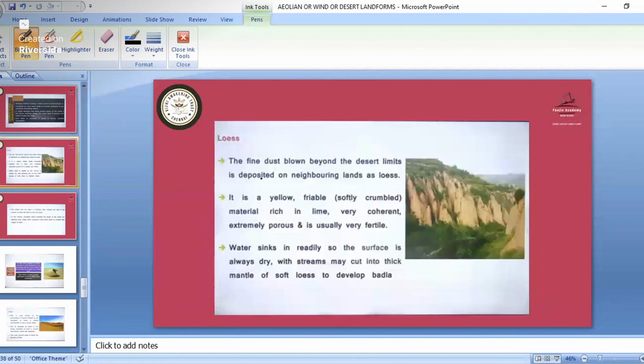Okay, now we'll see about the loess. So that is what is known as the loess. Don't get confused with the levees, which are fluvial landforms. So what is meant by loess? Loess is a depositional landform in the desert area. What is happening here? This is a depositional landform.